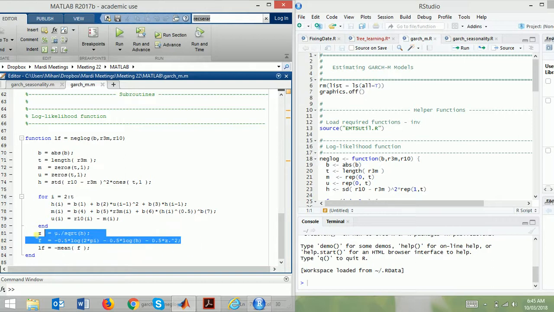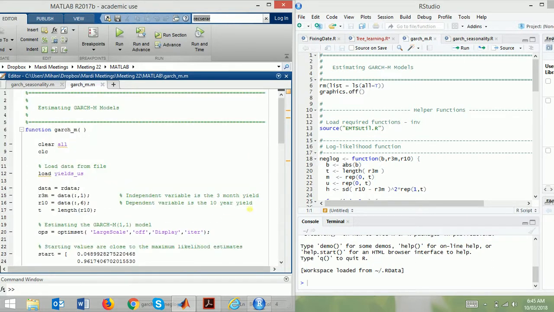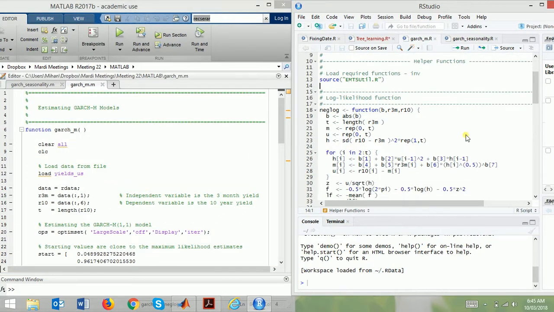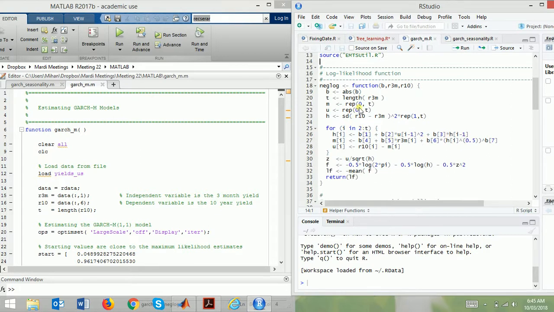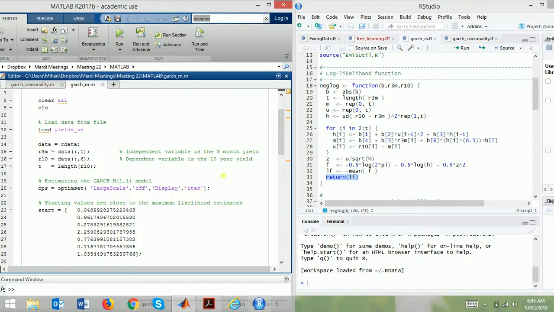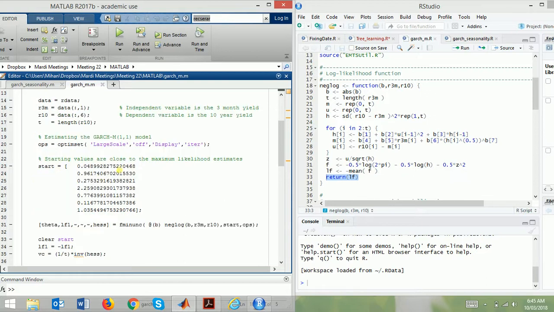Then we do the log likelihood function. Now let's do the whole thing together. So replicate 0 t times, that's all. This is all the same thing, just return LF at the end. We take the data in, we do it for 3 months. I mean, we single out 3 months in the 10-year data. The 10-year data is dependent.